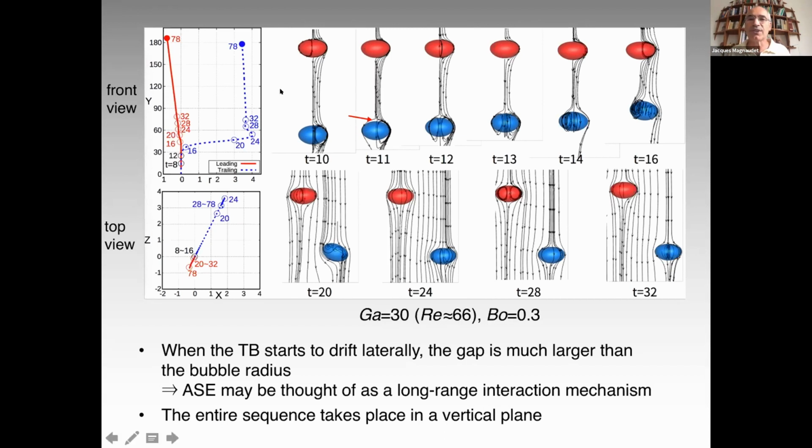And so what you see is that once axisymmetry has broken down, at some point the trailing bubble starts to bend, and then it escapes from the wake of the leading bubble, and the two bubbles again start to rise on 2 different paths. But here you notice that they maintain a significant inclination throughout their rise. And again, the top view of the path shows you that the entire process takes place within a vertical plane.